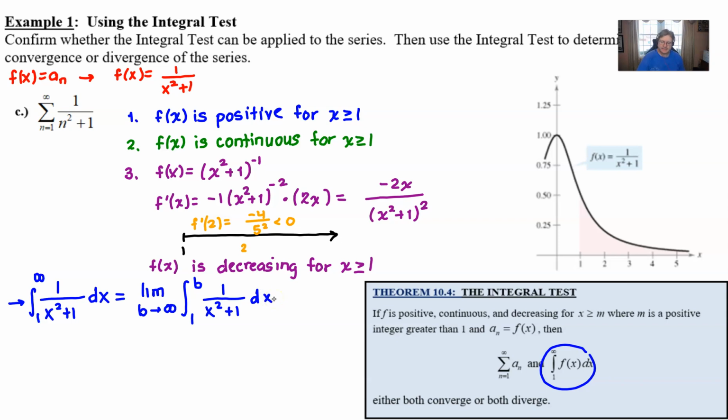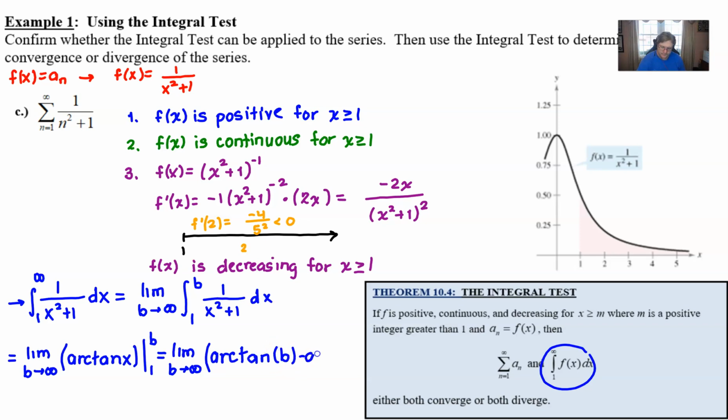All right, now we need to integrate 1 over x squared plus 1. Hopefully you all realize that is the inverse tangent. So our limit drops down. We've got our good friend, the inverse tangent, that will be evaluated from 1 to b. And if we make that happen, our limit is now going to act upon the arctangent of b minus the arctangent of 1.